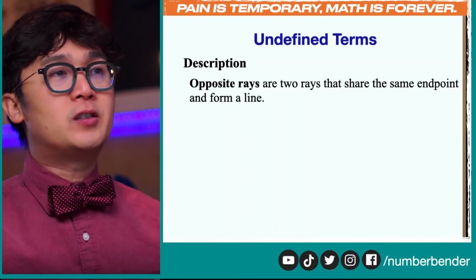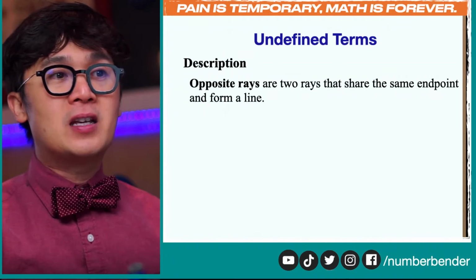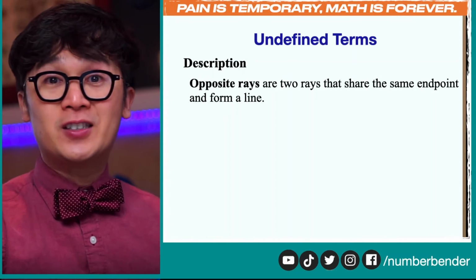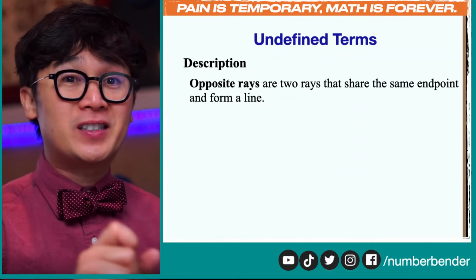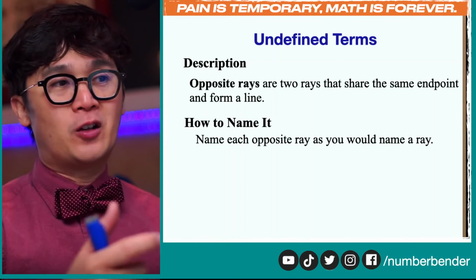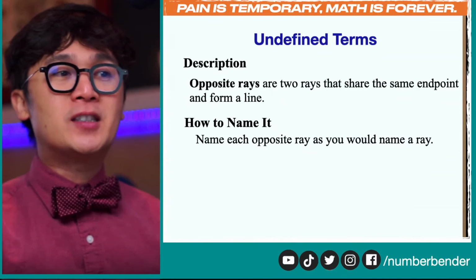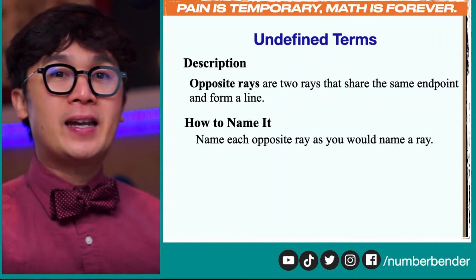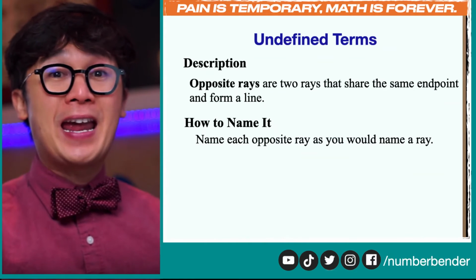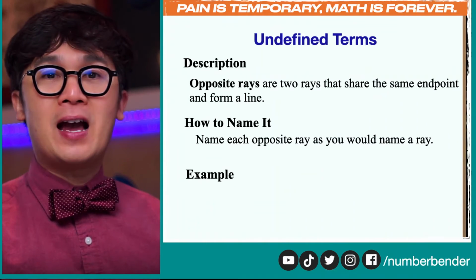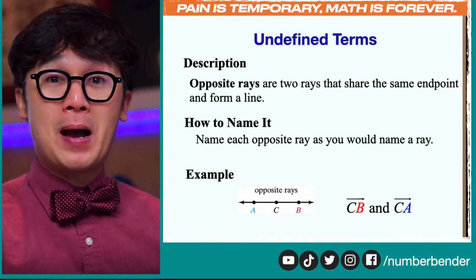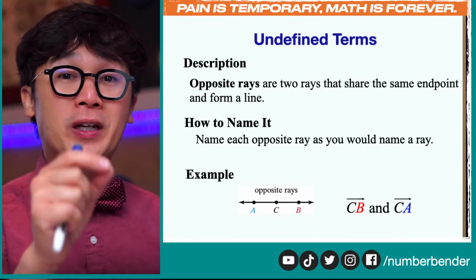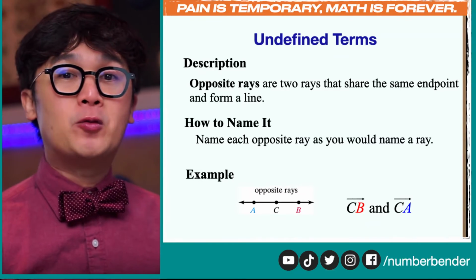Opposite rays are two rays that share the same endpoint and form a line. So, iba yung opposite rays at iba yung single ray dahil, how do you name opposite rays? We name each opposite ray as you would name a ray, pero ang kaibahan niya, meron silang common endpoint. At ito yung example ng ating opposite rays. So, mapapansin nyo, para siyang linya, pero meron tayong point in between them. So, yung point in between them would be C.